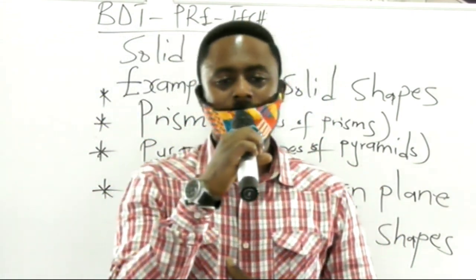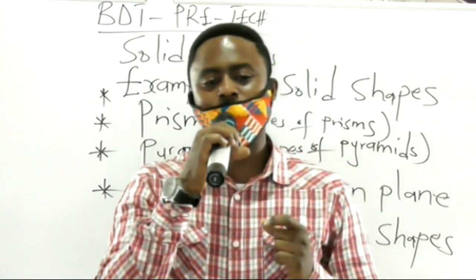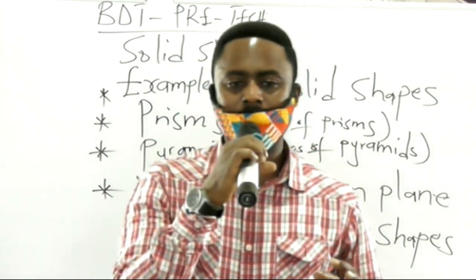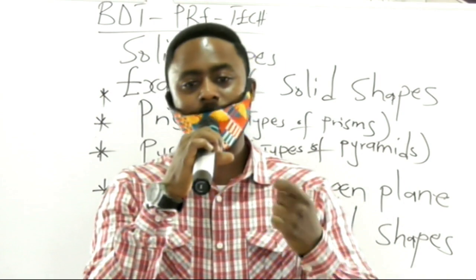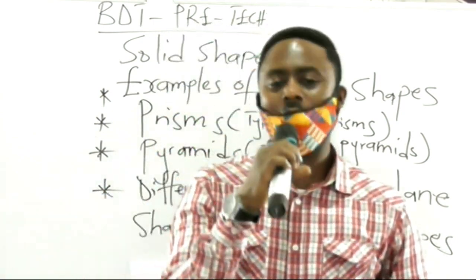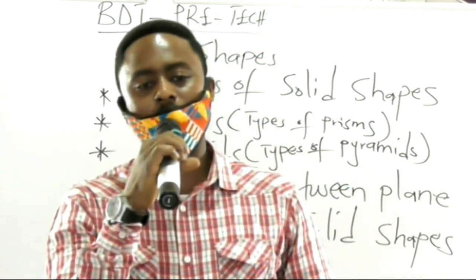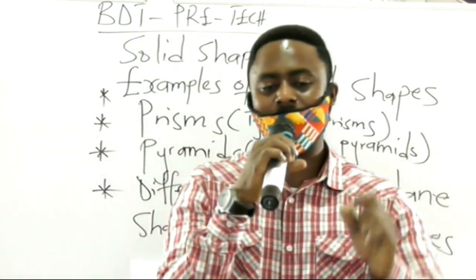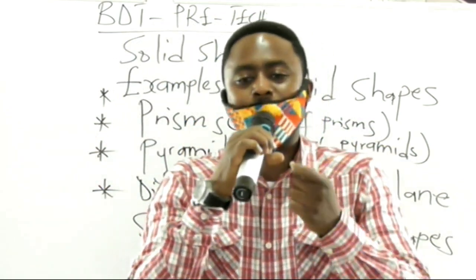So all the images displayed above are types or examples of solids. But today, our lesson is going to be focused on prisms and pyramids. So let's take a look at what prisms are. We start by discussing the meaning of a prism.